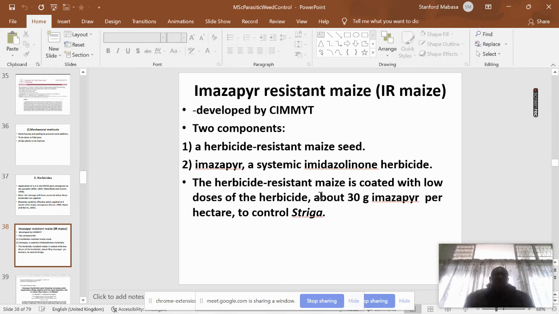So you plant your maize having the herbicide with it, and when Striga tries to germinate after all the preconditioning processes and the presence of the stimulants, it is met with the imazapyr, and it disrupts the germination process. Then the maize will survive.